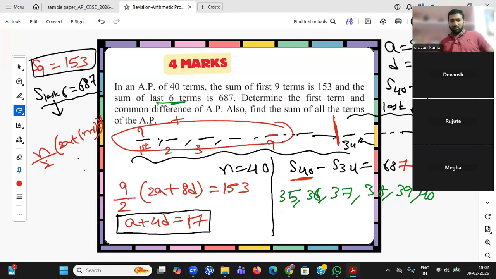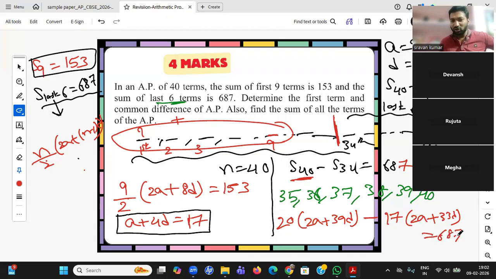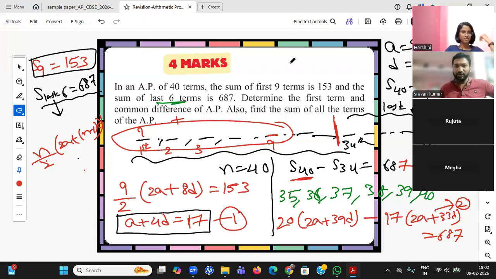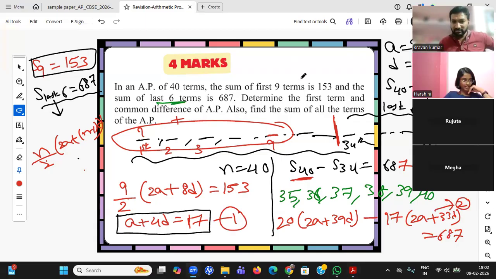Yes, sir. Okay, so obviously S40 minus S34, you will get one equation. S40 is nothing but 20 into 2a plus 39d, minus S34, which is 17 into 2a plus 33d, equal to 687. I'm not solving it. You'll get some a and d: equation number 1, equation number 2, and you can solve it. Sir, for the sum of the last 6, can we use 6 by 2 into 2L minus 6 minus 1 into d, where L is equal to a plus 39d? Yes, you can use it.